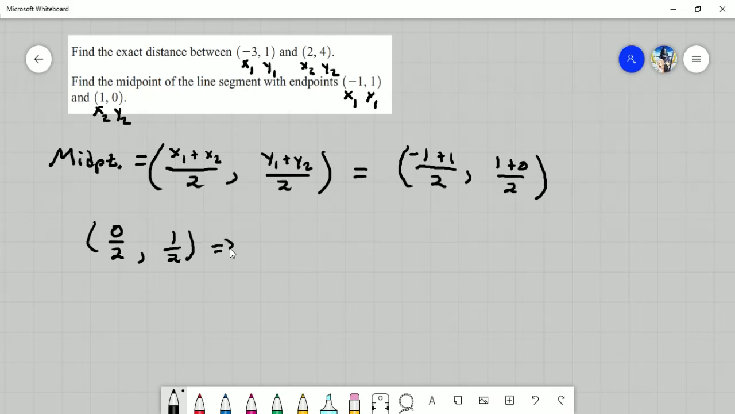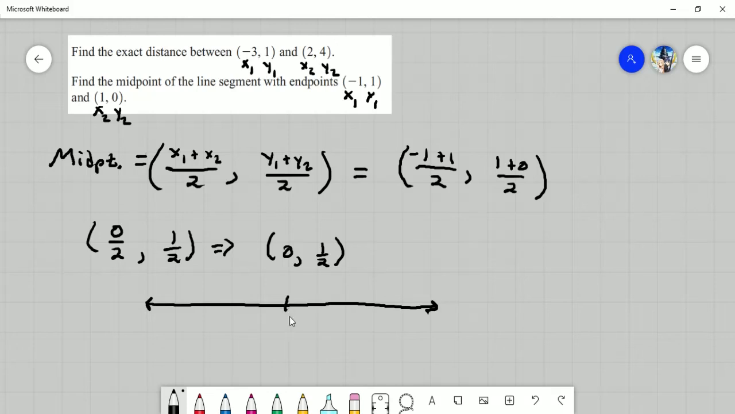So finishing this out, 0 divided by 2 is 0, and then 1/2. So that would mean the midpoint between those two endpoints is (0, 1/2). And I can draw a little line here.